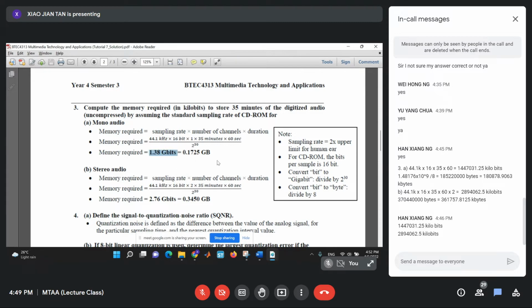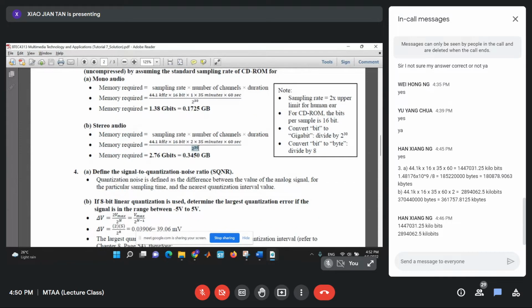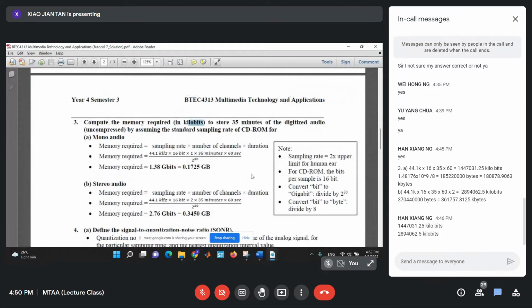But in fact, I think the answer should be in kilobits instead of GB, because the question asked in kilobits, right? So maybe you do not need to divide by 2 to the power of 30. Instead, you convert it to kilobits using SI units. The same goes for stereo: sampling rate, number of channels, duration, everything remains unchanged except you change the channels to 2 because you have stereo. Again, this is divided by 2 to the power of 30 so you get GB, but in fact, you may convert to kilobits. Okay, so thank you.